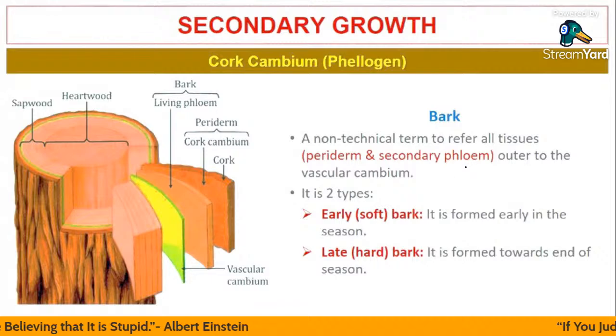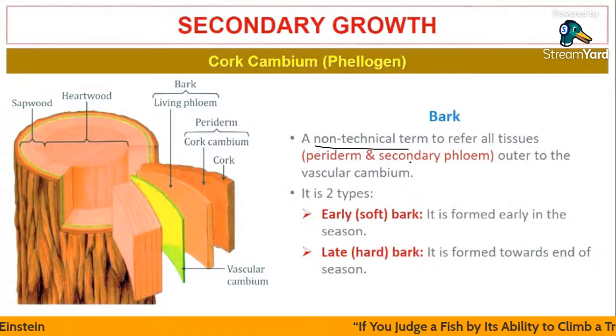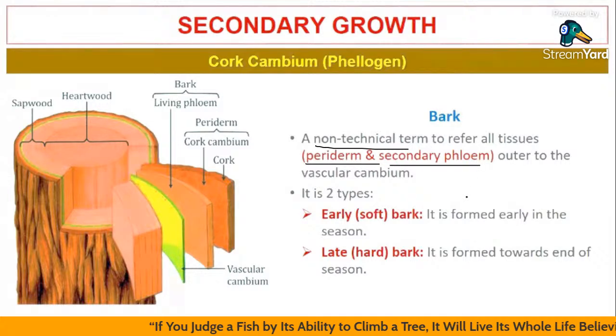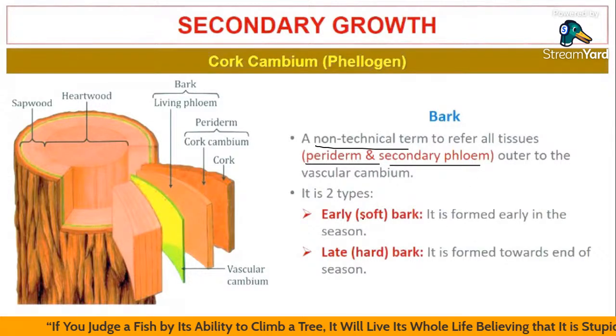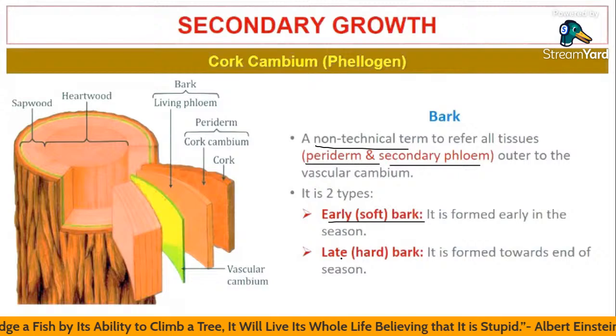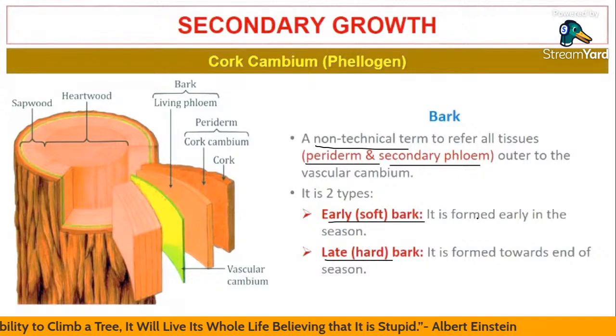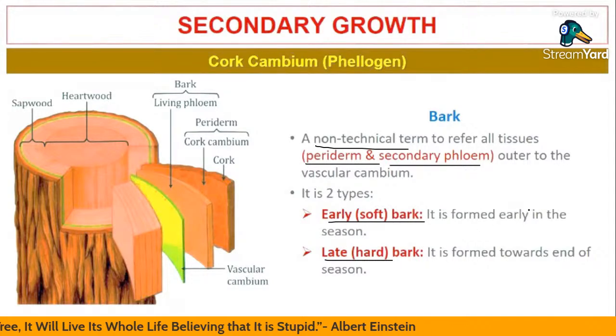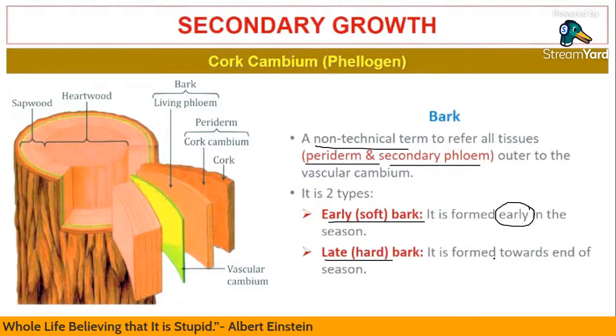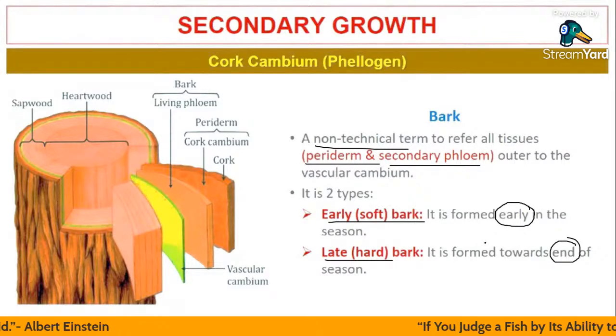Next, we have to learn about the bark. Bark is actually a non-technical term used to refer to all tissues, that is periderm and secondary phloem, outer to the vascular cambium. Bark is of two types: early bark or soft bark and late bark or hard bark. Early bark means that formed early in the season. Late bark means that formed towards the end of the season. So that's only the meaning over there.